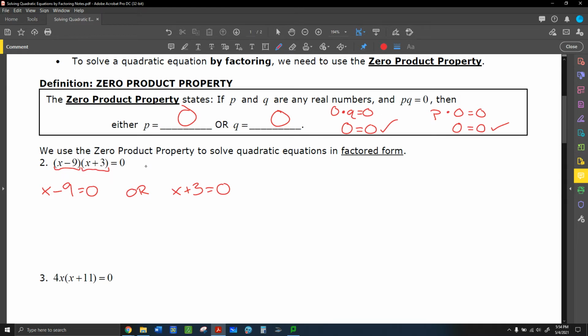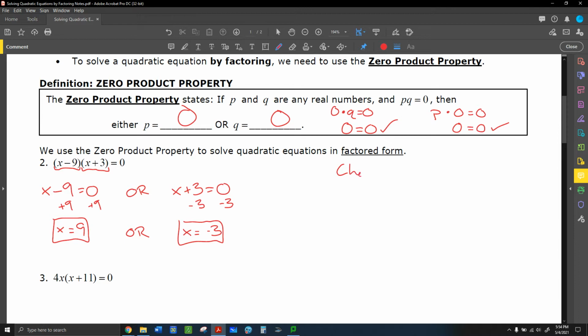So x minus 9 equals 0. Now we can solve this. Adding 9 to both sides, we get x equals 0 plus 9, which is 9. Our other solution, if we subtract 3 from both sides, we get the solution x equals negative 3. So the solutions to this quadratic equation are x equals 9 or x equals negative 3.